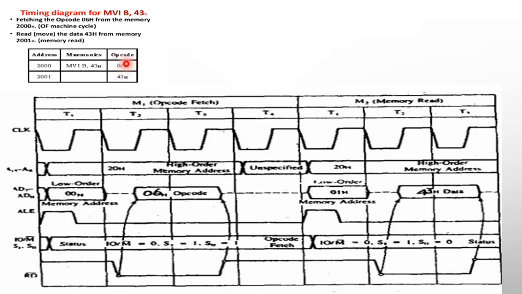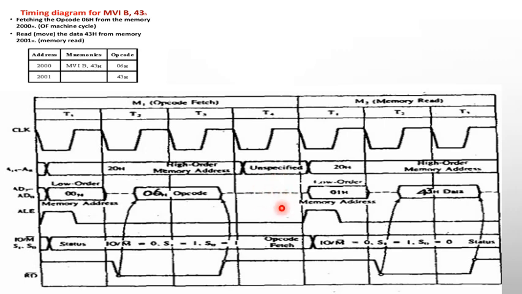It has to read this opcode. In order to read this opcode, the RD bar signal must go low. So during the first clock cycle, the RD bar will be high, and during the second and third clock cycles, the RD bar signal goes low and the opcode 06 is read by the microprocessor. During the T4 cycle, the microprocessor will decode this opcode and come to know that the user has instructed to load an immediate 8-bit data into the B register. That is known during this T4 cycle.